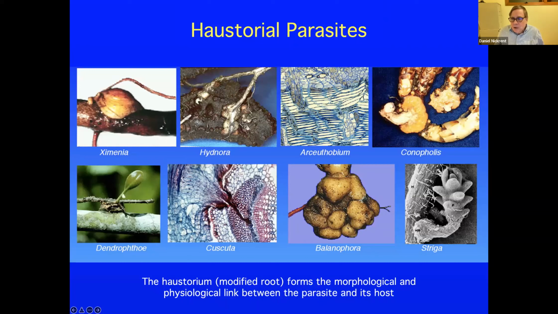Conopholis, we're going to talk about, is a native in New York. So we're going to see that one, as well as Arceuthobium. So we'll talk about their haustoria when we get there. So again, the haustorium, a modified root, forms the morphological and physiological link between the parasite and its host. By the way, if you guys have any questions or whatever, please feel free to just chime in, because I kind of get rolling here.